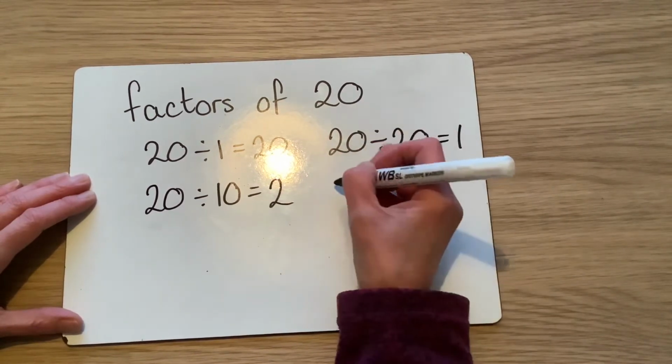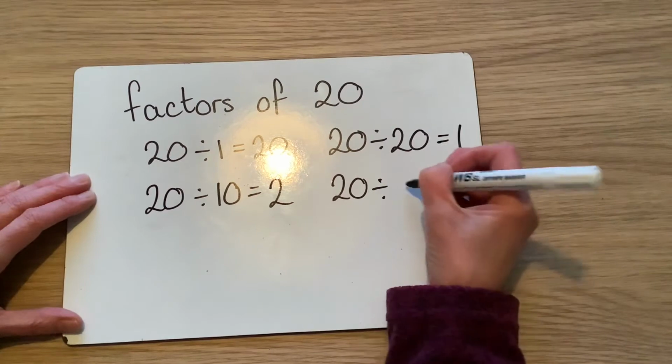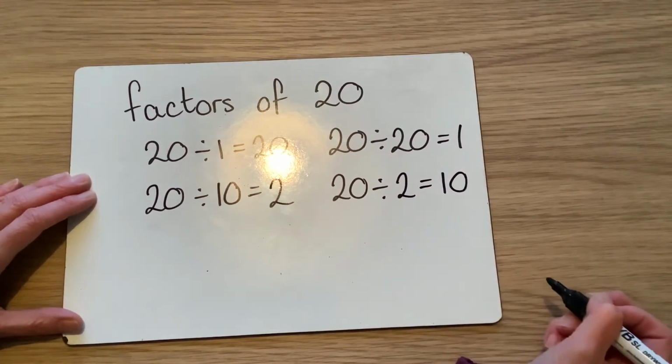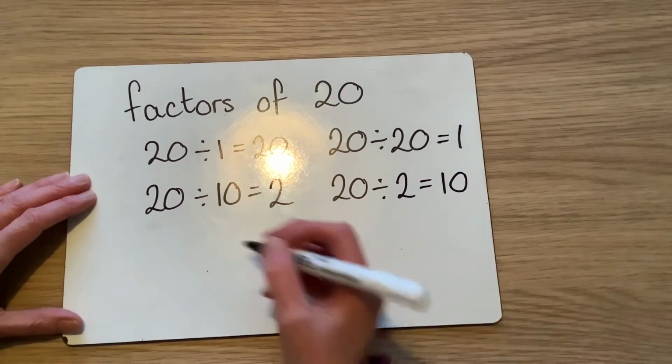And it's an even number. Because it's an even number, all even numbers can be divided by 2. So 20 divided by 2 equals 10. What else? Oh, it's in the 5 times table, isn't it?